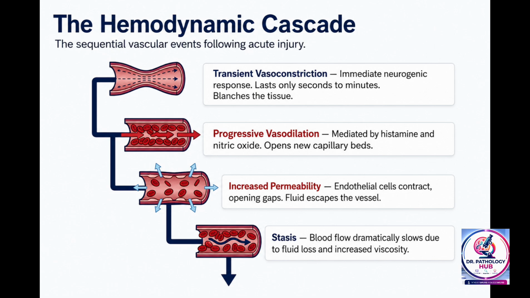Under the surface, the hemodynamic cascade follows a strict, predictable order. The very first response is a fleeting, neurogenic, transient vasoconstriction, lasting only seconds to minutes. This is instantly overridden by progressive vasodilation mediated by histamine and nitric oxide, opening new capillary beds. As a result, vascular permeability increases, allowing fluid to escape. This massive fluid loss leaves behind concentrated RBCs, causing blood flow to drastically slow down, a state known as stasis.